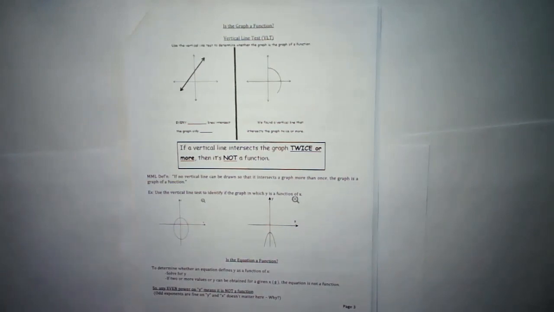So you can use your pencil, you can use your finger, you can use whatever you want, but make it a straight vertical line. And what you're gonna do is run that little vertical line from left to right across your graph and see, does it touch your graph in only one place at a time? If it only touches your graph in one place at a time, you're a function. If it touches your graph in 2 places at the same time, you're not a function.